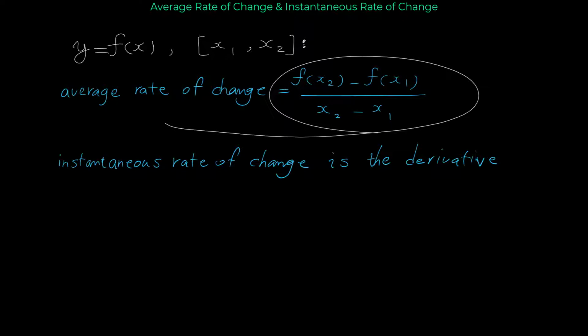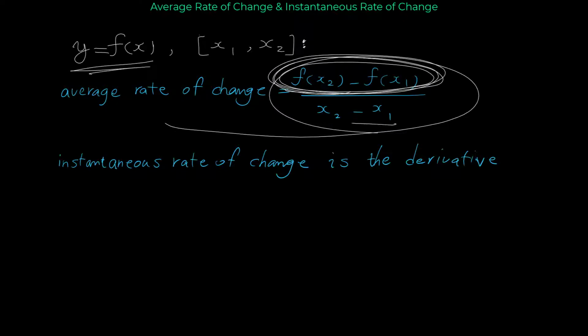The average rate of change of the function f of x over the interval x1 to x2 is f of x2 minus f of x1 over x2 minus x1. The numerator is the change of y of the function and the denominator is the change of x. And it probably reminds you of rise over run.